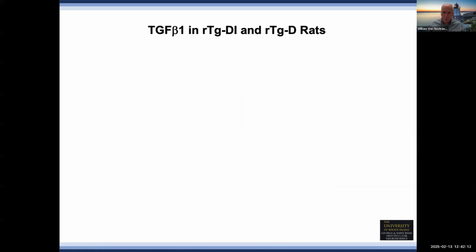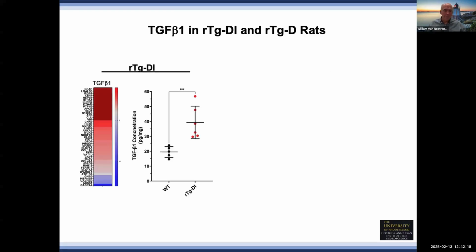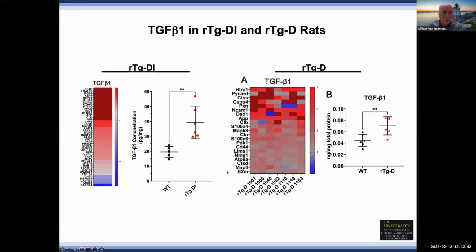Since HTRA1 is involved with regulating TGF-beta1 signaling, we looked at that in our proteomics data. Here's a condensed heat map looking at a number of proteins that are associated with TGF-beta1 signaling, showing that they're markedly increased. We then went on to do ELISA analysis, looking at TGF-beta1 protein in the brains of these rats, and found indeed a significant increase of TGF-beta1. We found a similar thing when we looked at heat maps of TGF-beta1 signaling proteins in RTGD rats. And similarly, we find this increase in TGF-beta1 protein by ELISA.